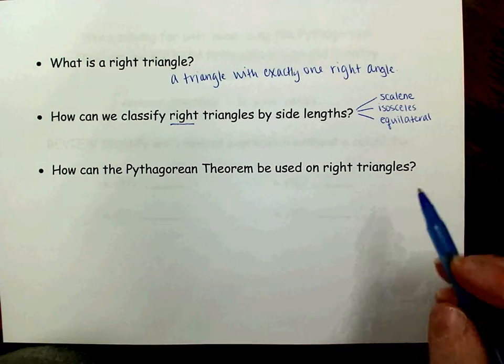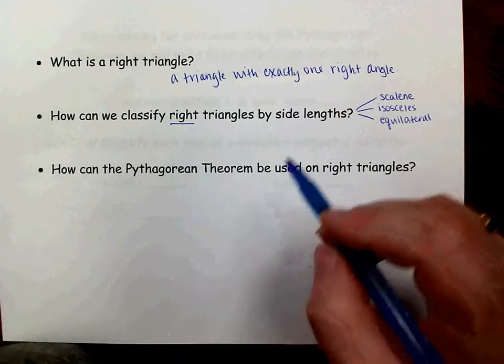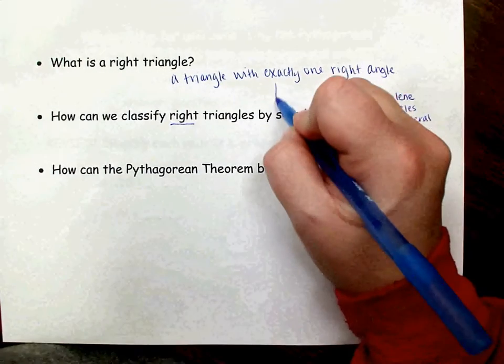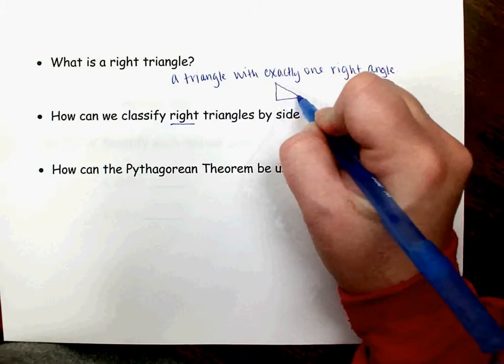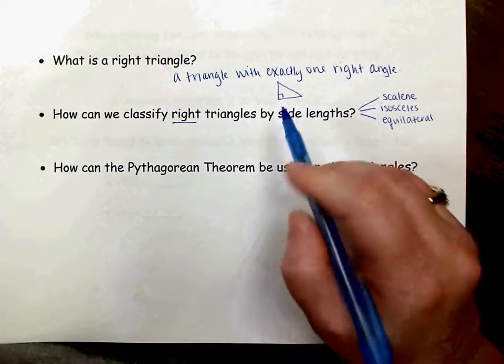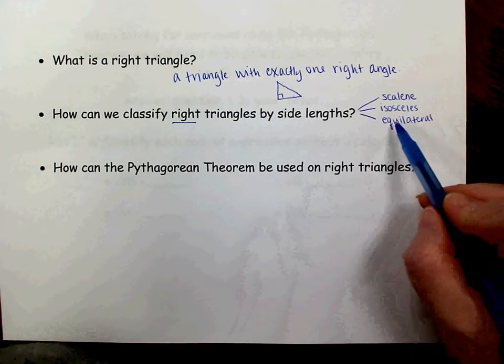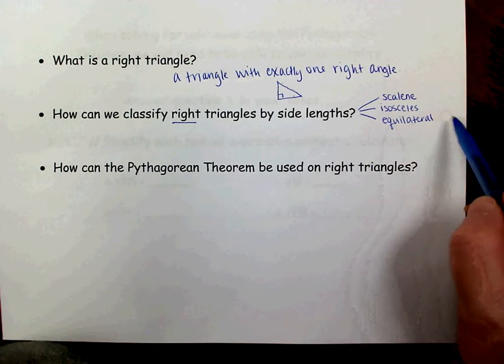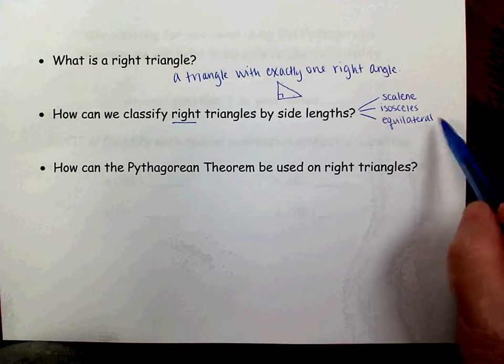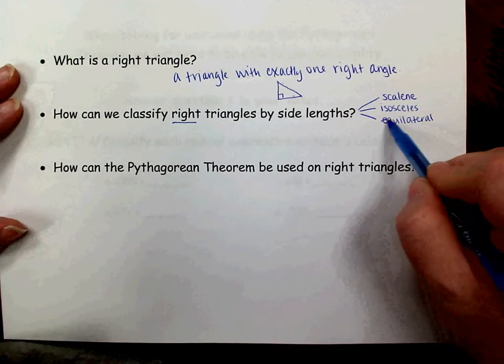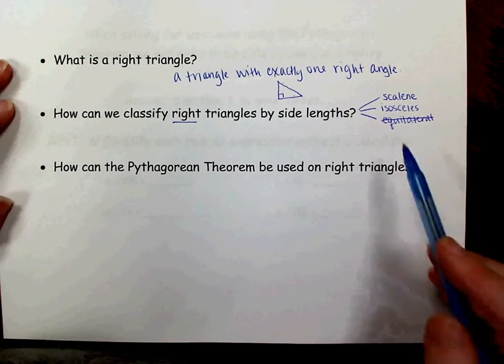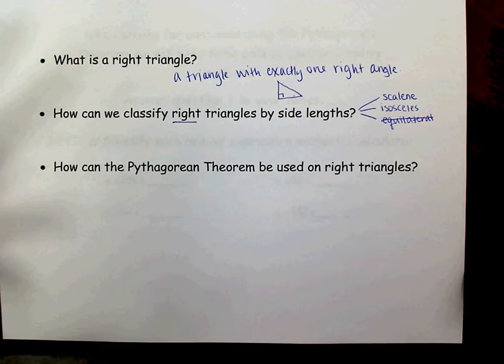Well, since a right triangle has to have one right angle, we know that all three of the angles cannot be congruent. They can't all be 90 degrees. And equilateral triangles have to also be equiangular. All three of the angles are 60 degrees. So there's no way that a right triangle can be equilateral. So that's a combination not possible.